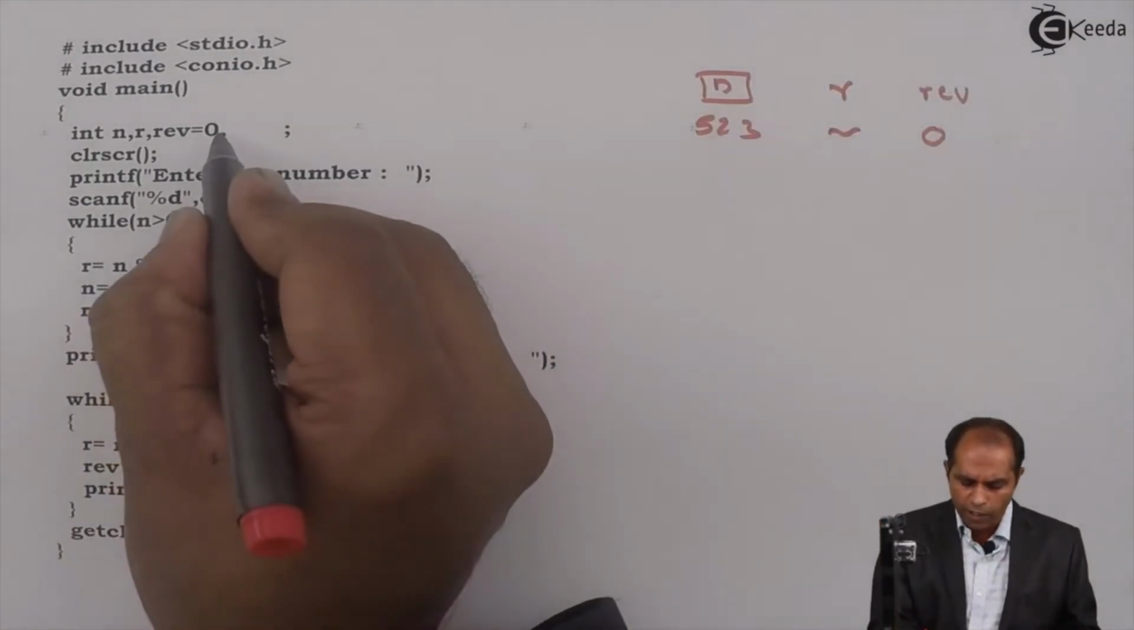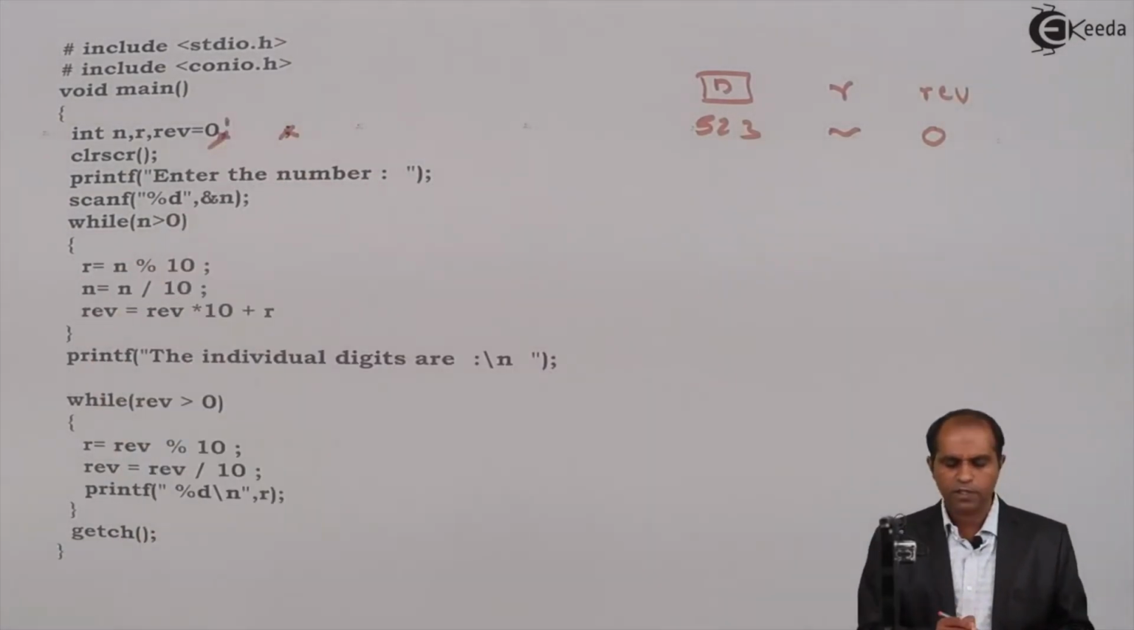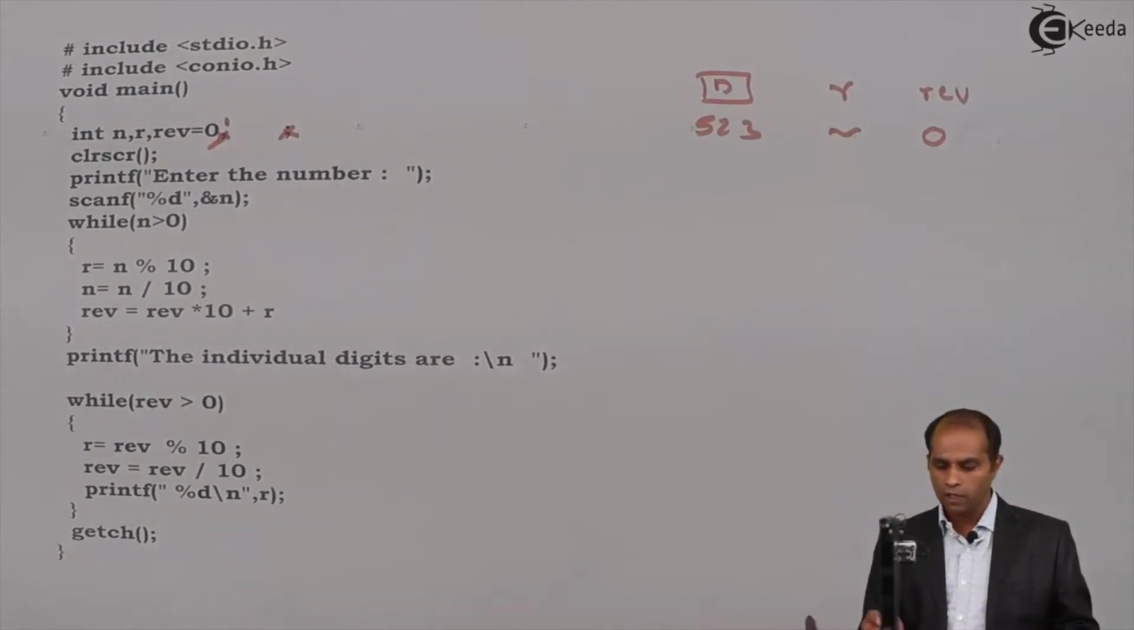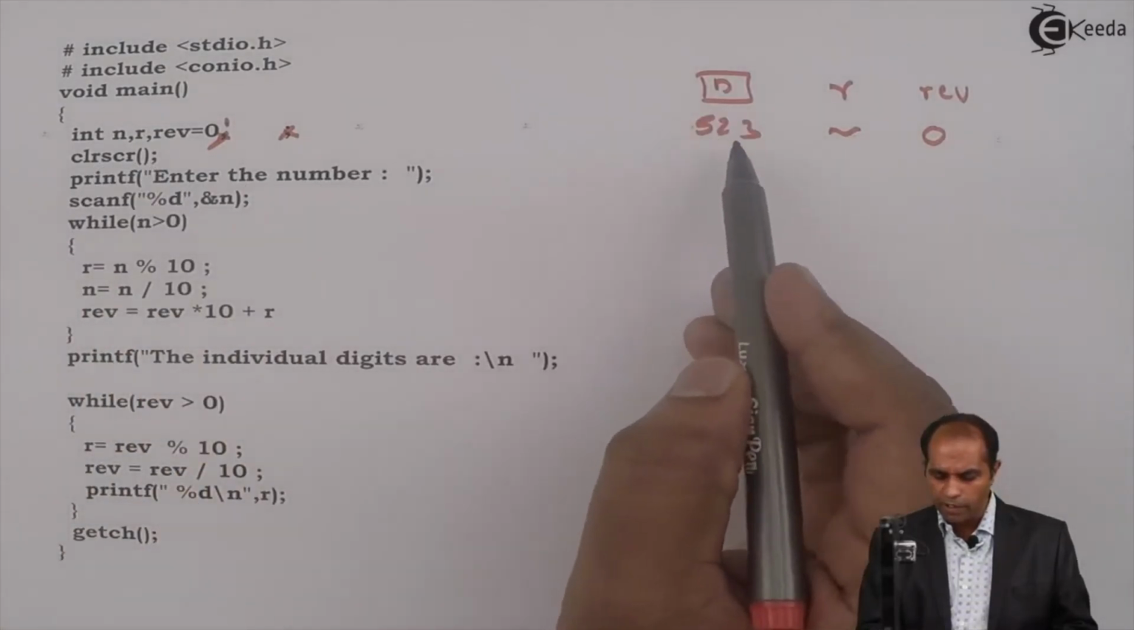Now as such, I don't need any additional variable, so cut that. You can place a semicolon directly at this place. So rev is 0. Clear the screen. Ask the user to enter the number. The number is entered as 523.